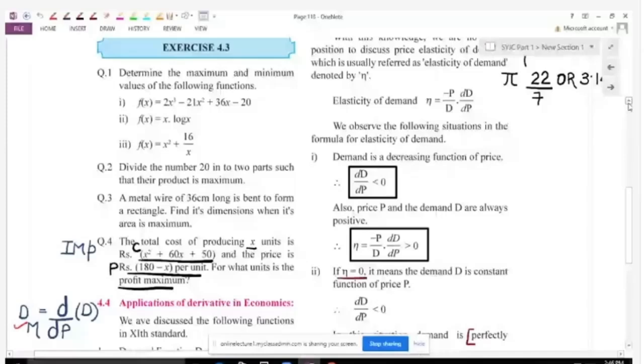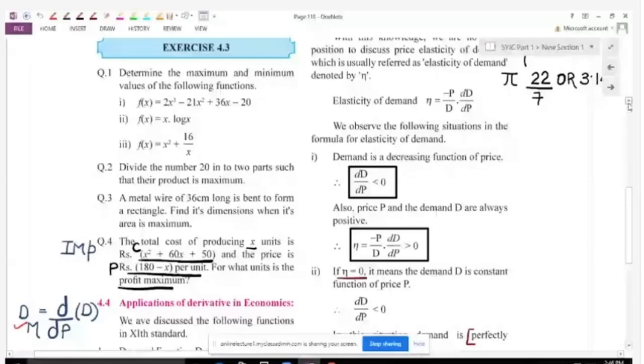Next, price and demand are always positive. So check the formula, there was already a minus sign. dD upon dP is always negative. Do you understand what I am saying? So minus of minus will become plus. So you will get eta is equal to minus P upon D into dD upon dP, which is greater than 0. That means in general the value of eta is always considered to be positive.